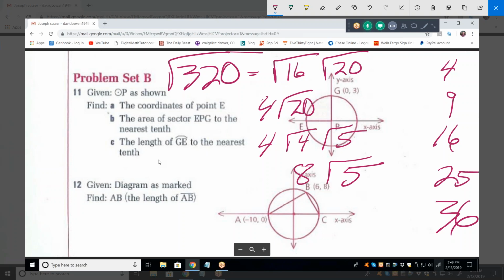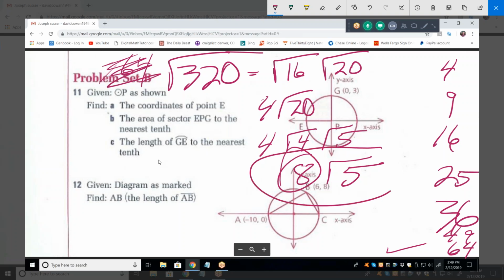In other words, 64 divides into that perfectly, 5 times. So if I'd have listed all my perfect square numbers over here, I would have seen that 64 is actually the biggest one, and then I can do the whole thing in one step. I get to 8 root 5 immediately.